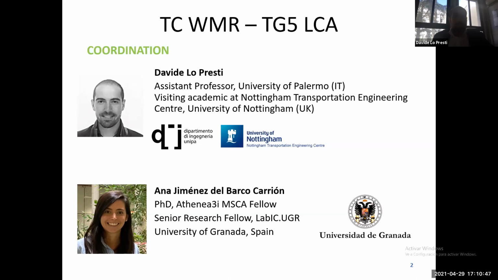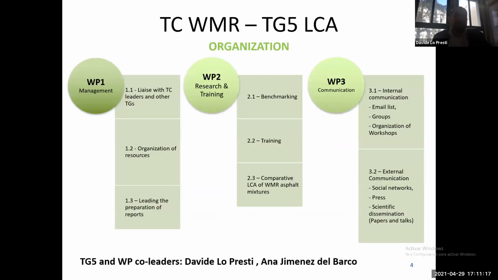So this TG is within the WMR, as you know. We started a little bit more than a year ago, but we really went into the details in the last months. Myself and Anna are now not in Nottingham anymore, but in Spain and Italy, even though I still work with Nottingham. Anna, you can go forward, pretty quickly.